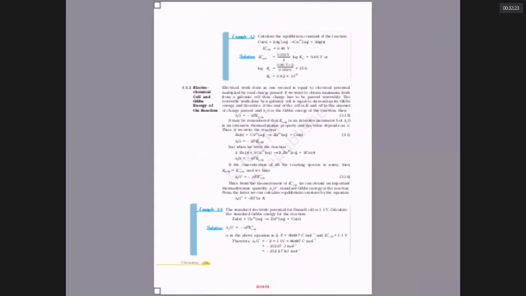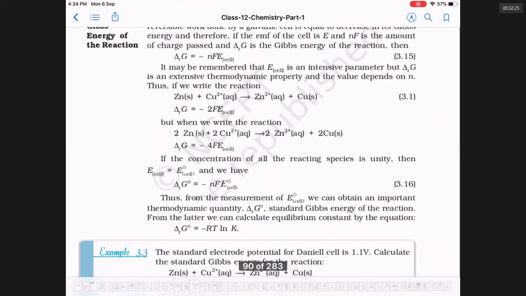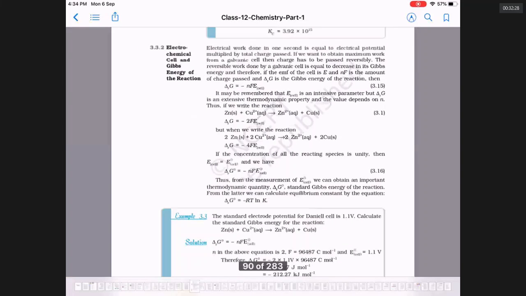But there is one application that is not given in the NCERT book immediately, that is what we will work out. I want to tell it on the board.